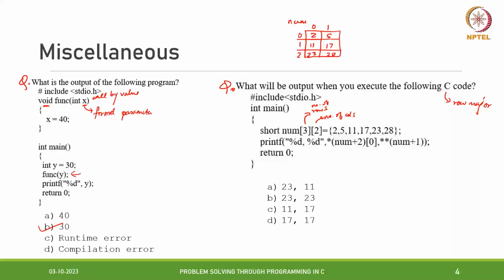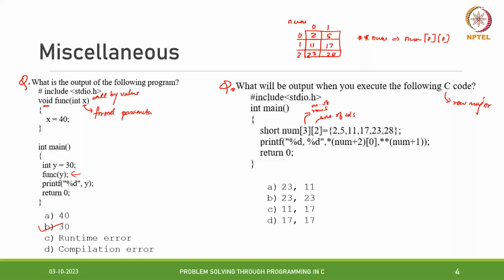Now the first thing that you're printing is star of num plus 2 at 0. When you say num, you are referring basically to the address of the element at the first row, first column. That is the address of this element 2. When you say star star num, you are saying what is the value of num of 0 0. So now you are referring to the value that is stored in the first element of the array, that is the first row, first column. So what is the value being stored in that particular element?